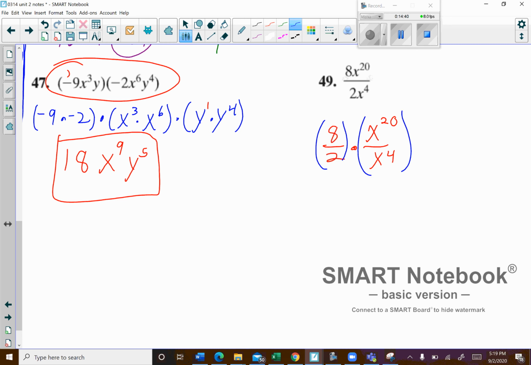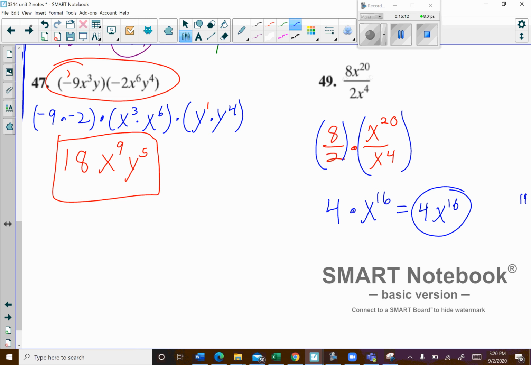So 8 divided by 2 is 4. And then on the other part, you're supposed to subtract, right? Hopefully we've got the quotient rule down somewhat. So I'm supposed to subtract that 4 from 20. And so I'd get x to the power of 16. Oh, there we go. 16. And that's my answer. And then if you want to write it all together without the multiplication sign, that's fine. If you want to leave the multiplication sign there, that's fine too.